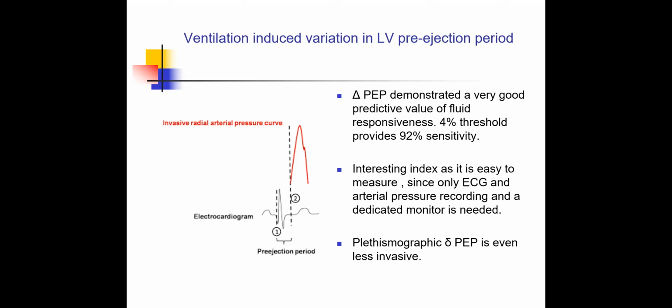It is an interesting index as it is easy to measure. Only ECG and arterial pressure recording and a dedicated monitor are needed. Plethysmographic delta PEP is even less invasive, and here, where at least you need an arterial line, there you don't need that. You can use a plethysmographic curve.